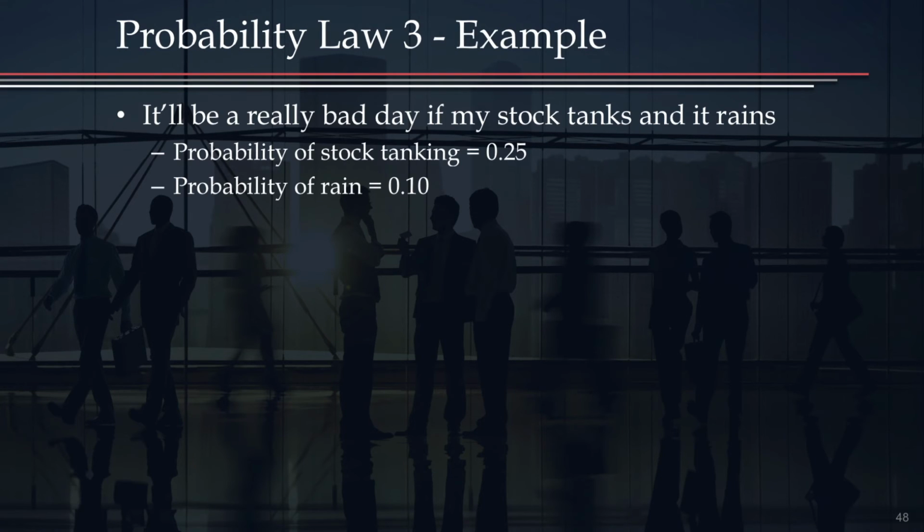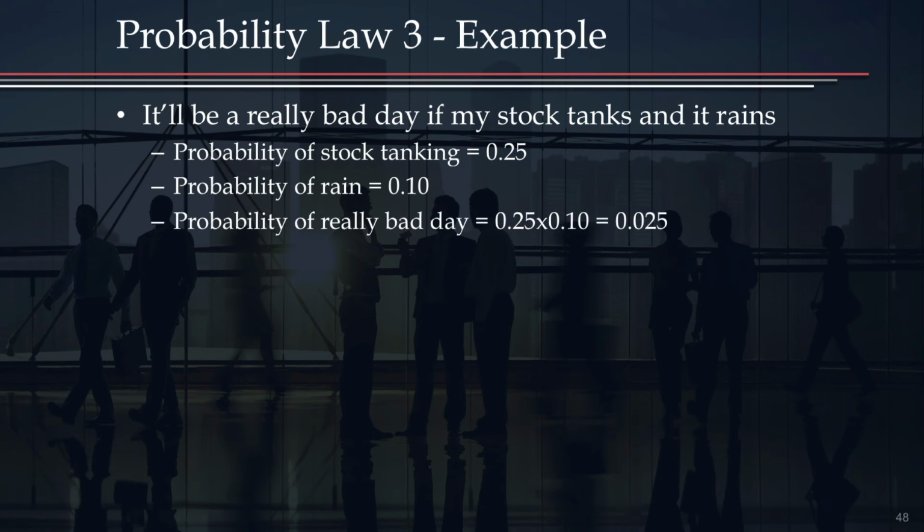As another example, let's say that you define a really bad day as a day when your stock tanks and it rains. And you know that the probability of your stock tanking is 1 in 4. Maybe you need to change your portfolio. The probability of rain is 1 in 10, or 0.1. Now we'd like to calculate the probability of a really bad day. And if you think about this, rain hopefully is not correlated or is independent from the stock market. And so we can multiply 0.25 times 0.1 to get 0.025.